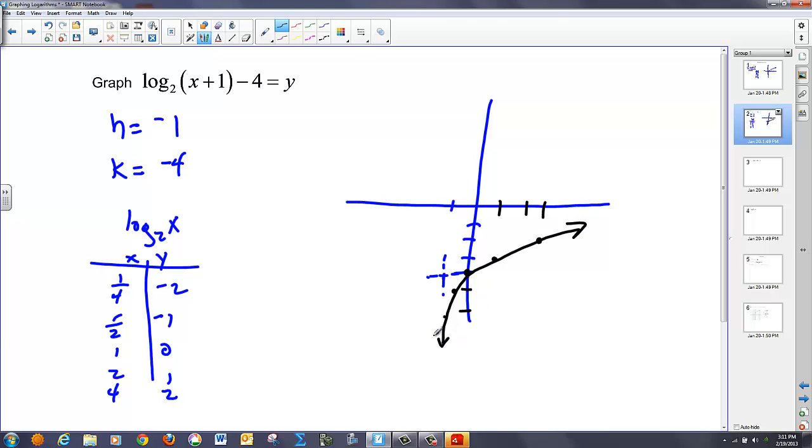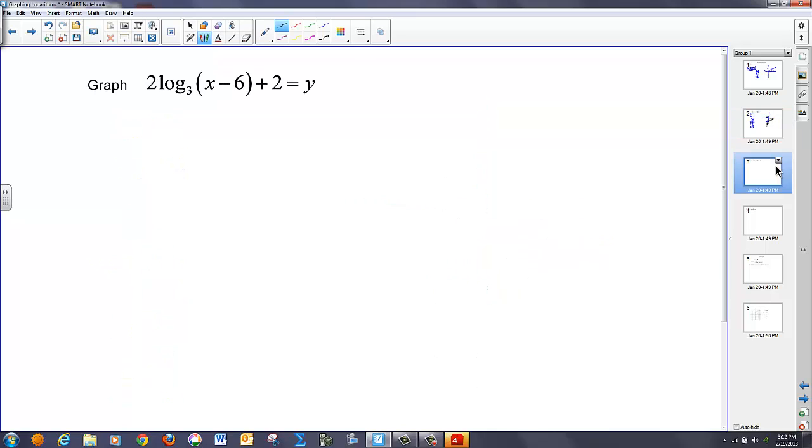Looks a little bit like square root, except for the fact that it goes forever in both directions. And then we have a vertical asymptote at x equals 1. Continuing, now you'll notice we have an h of 6, a k of 2, and a y multiplier of 2. So in this case, we also have a new parent function, log base 3 of x.